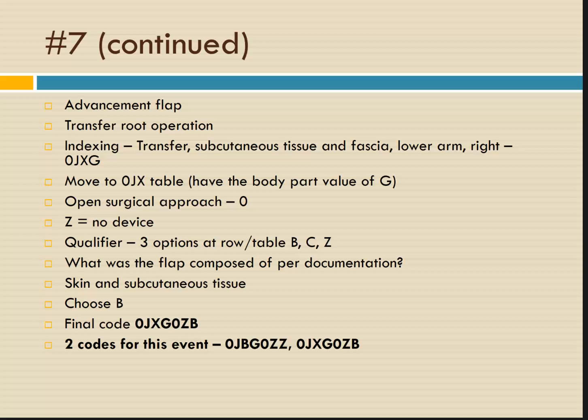You move to the 0JX table. You already have your body part value, which you're going to verify. It's G. And it also was done open surgical approach. No device was left in the patient. You have a qualifier option. You have B, C, and Z. You're going to choose the skin and subcutaneous tissue, which is B. You end up with a code of 0JXG0ZB. So for this one particular operation, you have 2 codes.